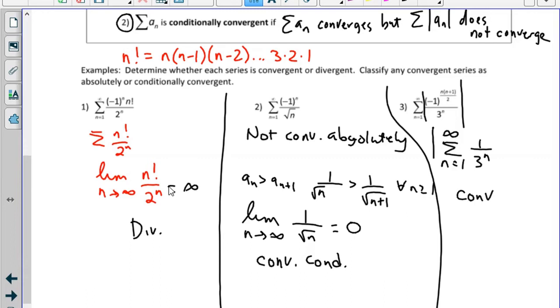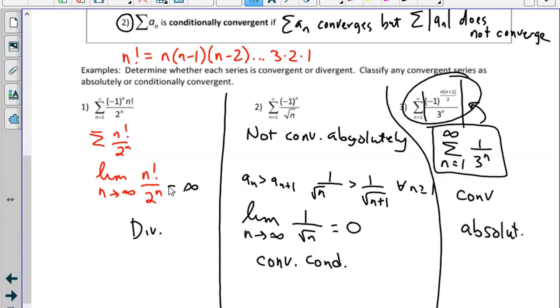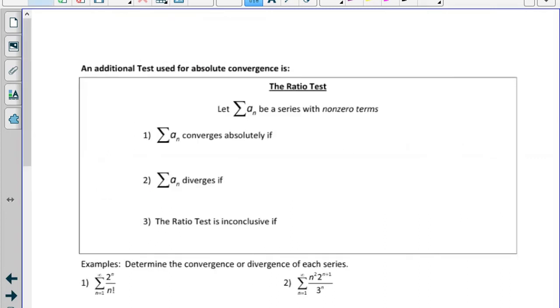So because the absolute value of this converges, and I'm not going to go through all the steps, but because this converges, therefore I can say that the alternating one converges too, and so this has absolute convergence. It converges absolutely. That implies conditional convergence. So if it converges absolutely, it also converges conditionally as well.